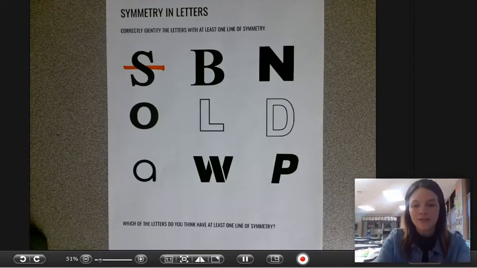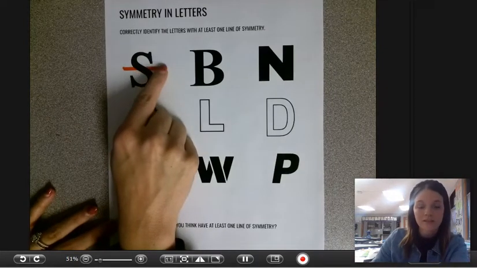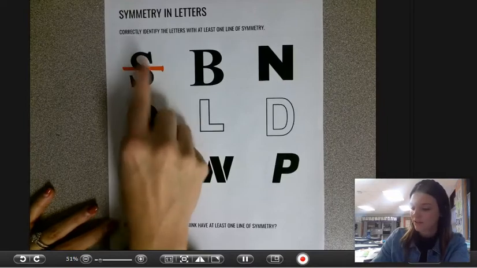So looking at these shapes, I want you to see if you can find a letter with at least one line of symmetry. And we usually find that either vertically or horizontally, but sometimes those can be found diagonally. I've started the first one for you, and you can see that I've drawn a horizontal line because it looked to me like this was going to be the same. This side looked the same as this.